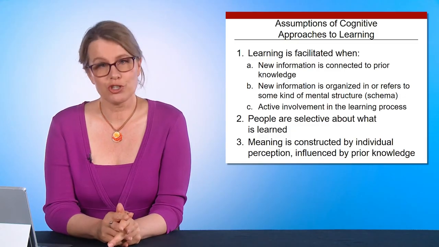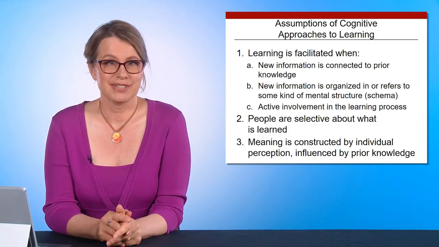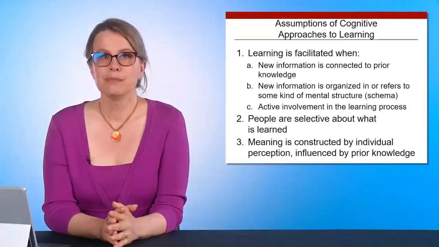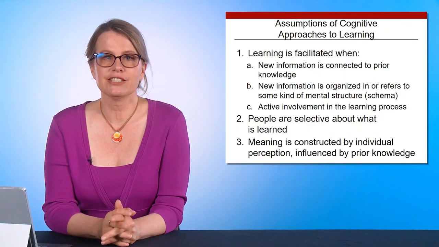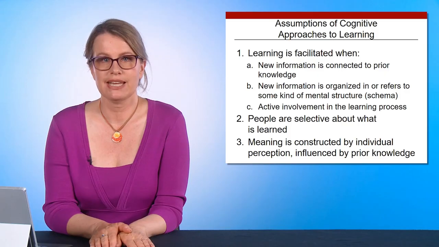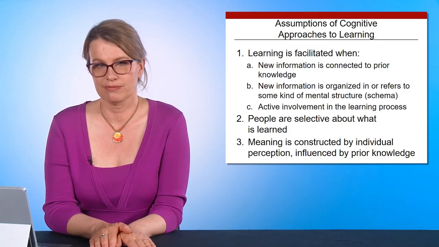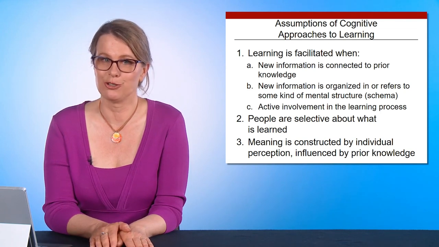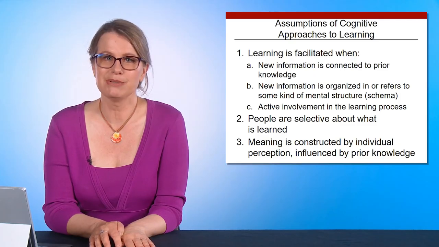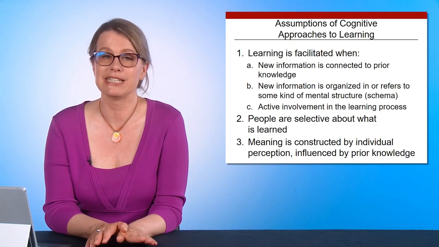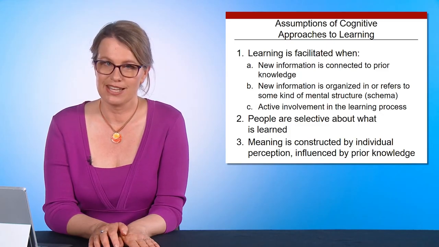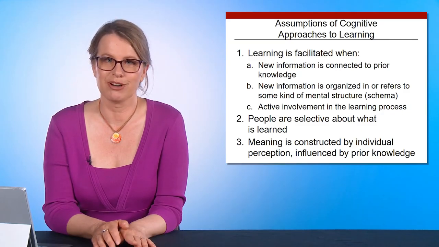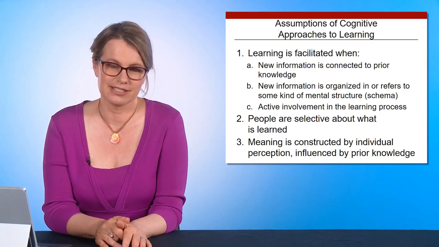Having reviewed the structure of the information processing system, let's review the assumptions of cognitive approaches to learning. Based on research, we know that learning is facilitated when new information is connected to prior knowledge. There is a caveat, however, in that prior knowledge can help or hinder learning. Some individuals may possess inaccurate prior knowledge that can become a detriment to encoding new knowledge. There are some powerful misconceptions that are difficult to change. I'm sure you have come across some of them in your professional experience.